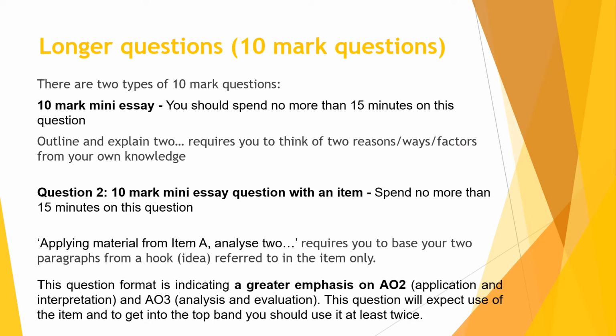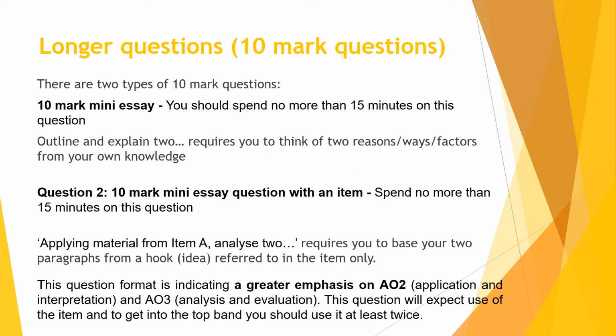As I mentioned, there are two types of 10 markers. The analysis questions are the second type. The first type is a mini essay, which is the outline and explain. These always require you to outline 2 reasons, 2 ways, 2 factors, 2 ideas, 2 criticisms, but generally using your knowledge. Be aware with the family paper, there does seem to be a tendency with some of these 10 markers to apply 2 different topics. So you have to link one topic to another or explain how one factor influences another. So there is an element of knowledge, but there is also this concept about making connections.